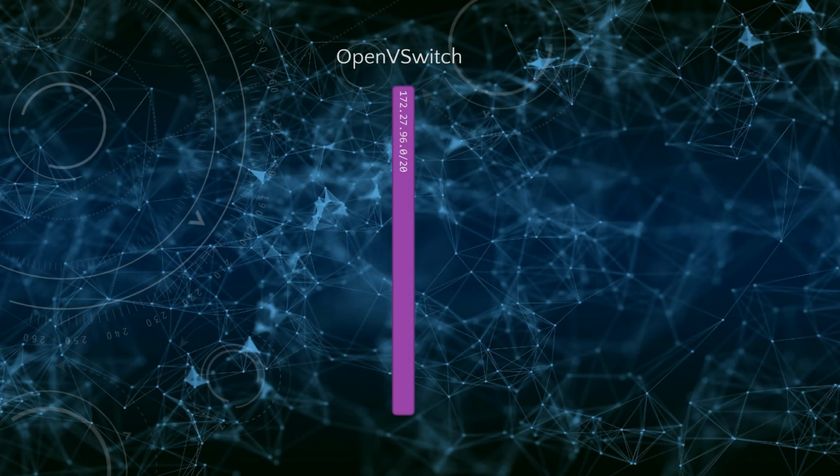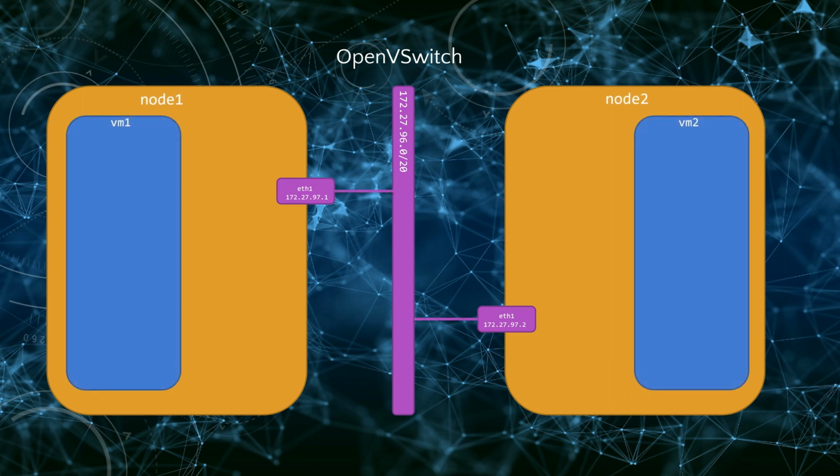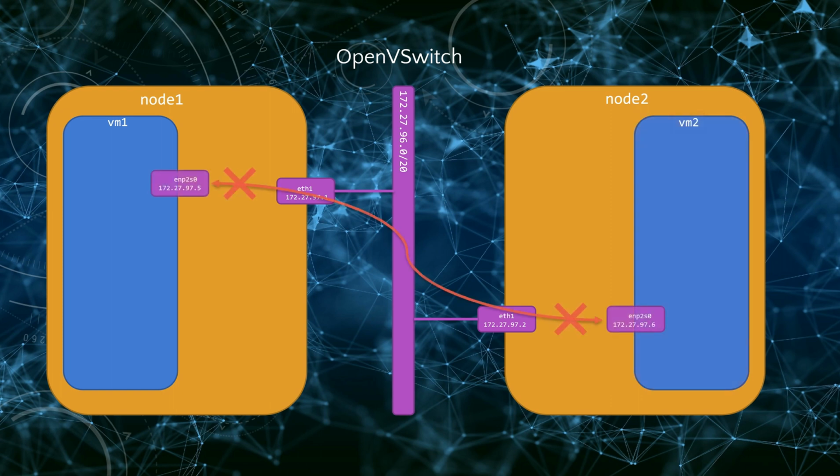Let's imagine we have a physical network and two nodes connected to that network, node 1 and node 2. For simplicity, they are part of the same network, but they could be in separate networks as long as they have IP connectivity. Each node is running a hypervisor that hosts a single VM. VM1 is on node 1 and VM2 is on node 2.